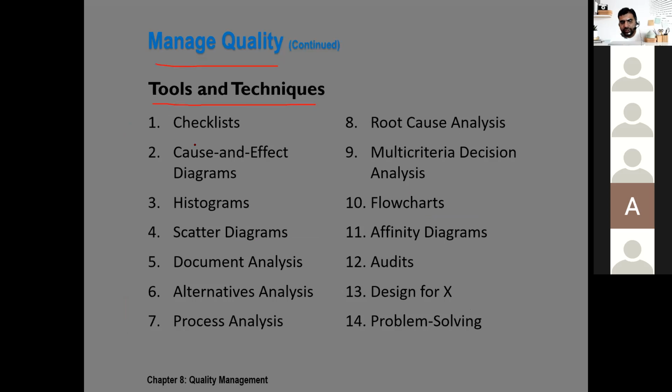But let's have a look at these tools, and let's share each other's experience. Do you use any of them or not? The first tool, Tanya, yeah, for sure, checklists. Do you use checklists? Yep. Yeah, so Grace, you use checklists. What's the purpose of checklists?